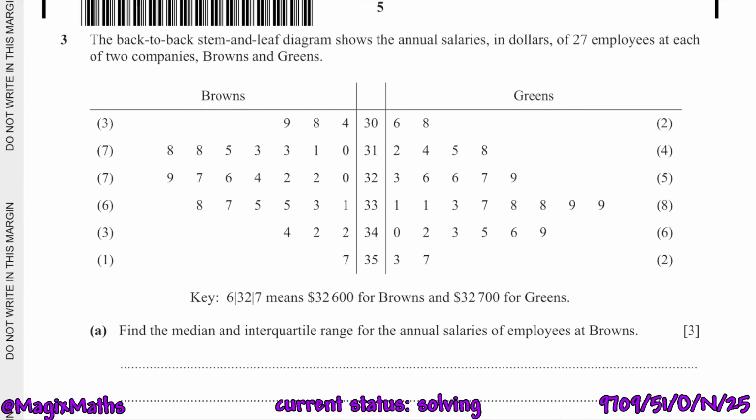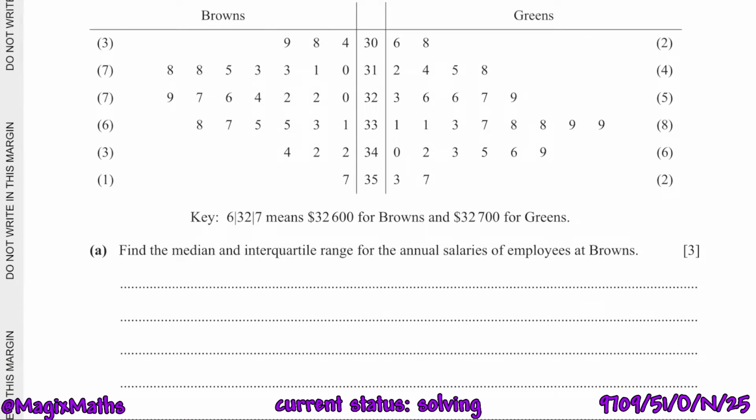So we've reached the 3rd question. This might be a little bit tedious. We have 27 employees, each of 2 companies. So we have 3 to 6 for Browns, 3 to 7 for Greens. This is the key we have. Okay, now we need to find the median and interquartile range for the annual salaries of employees at Browns.